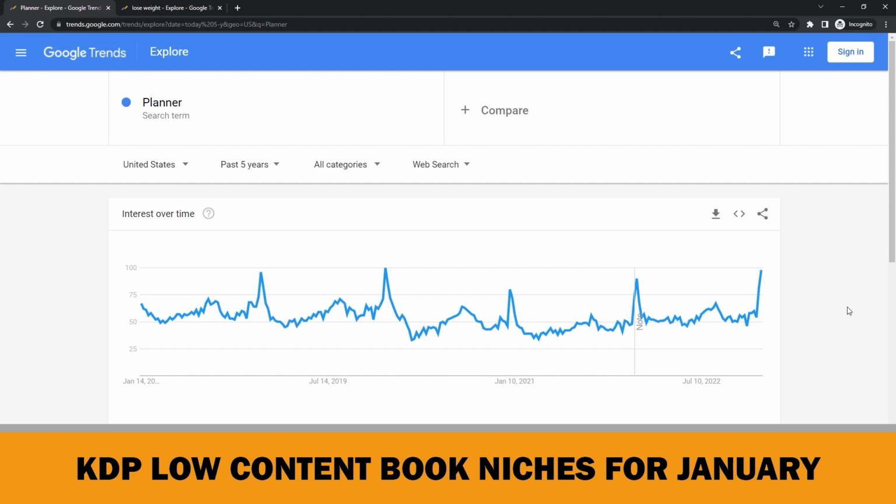Let's start with January. As I mentioned in my previous video, when it comes to New Year, planners are the first type of low content book that come to our minds. As you see on the Google Trends, the peak points were around the first week of January in the last years. So, if you manage to rank some of your planners on the first pages of search results so far, you can expect to have more sales in the first weeks of January. I already explained my thoughts about the basic planners in my last video. Therefore, I don't want to waste your time by repeating it.